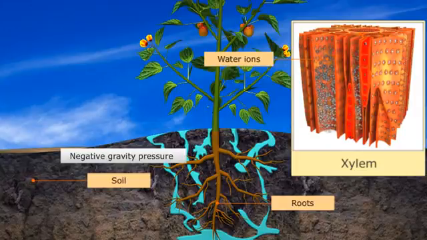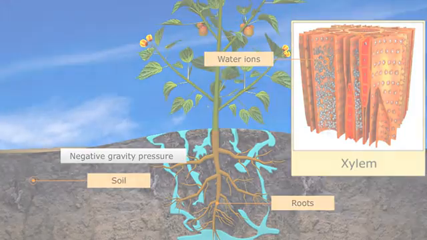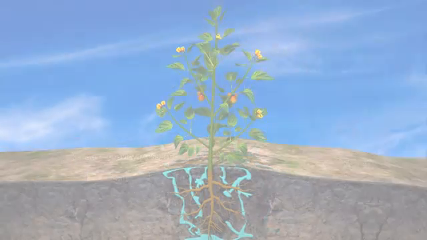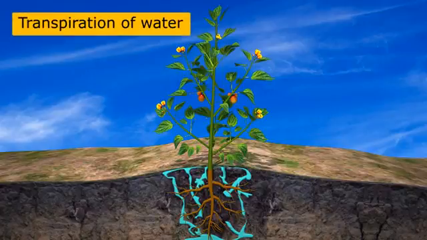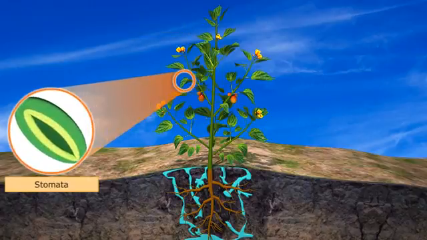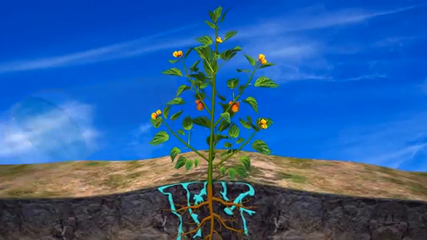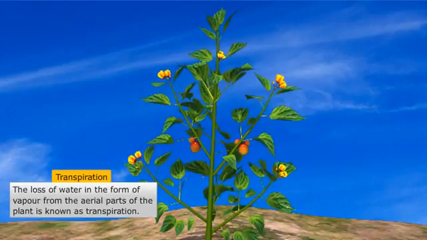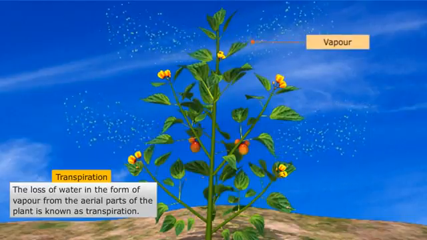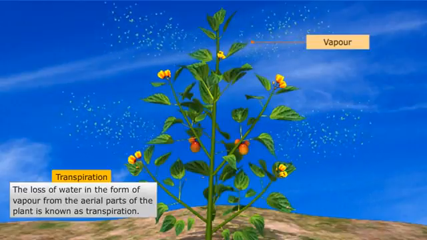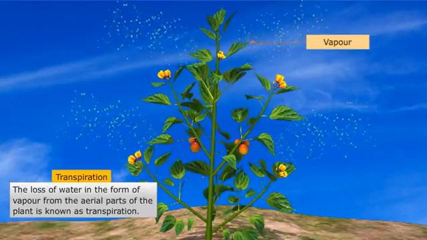Transpiration of water. Transpiration is nothing but evaporation of water molecules from stomata of leaves into the atmosphere. Stomata are the guard cells. By definition, transpiration is defined as the loss of water in the form of vapor from the aerial parts of the plant.